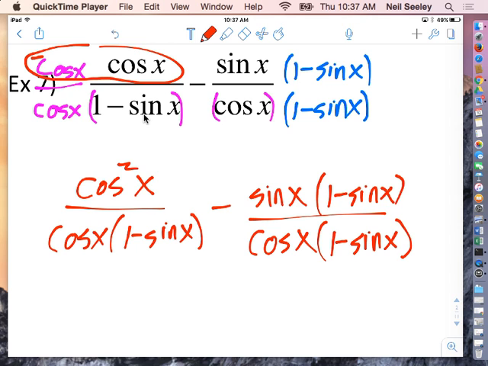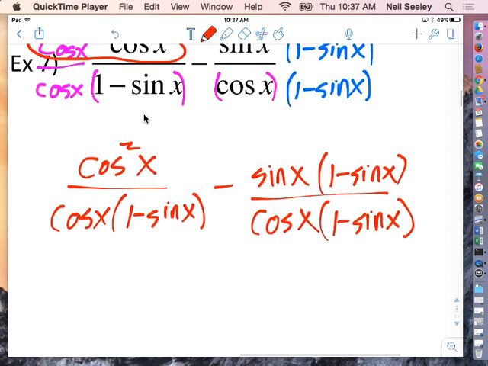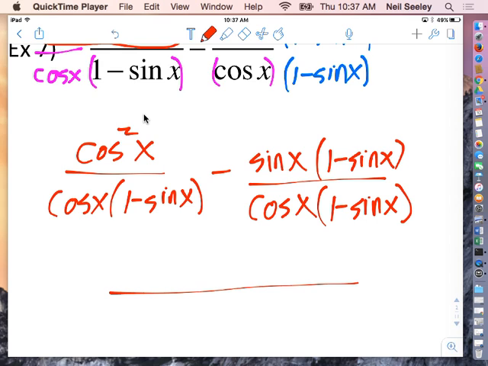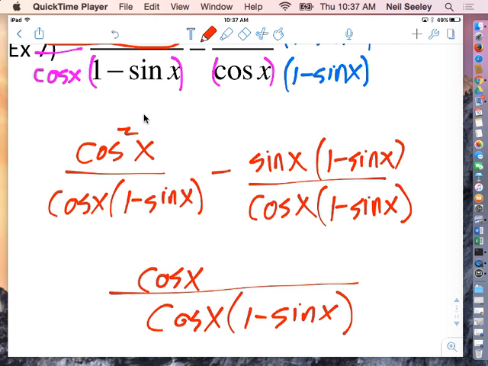That's the cool thing. Now that they have the same denominator, you know you can add them, right? So the denominator is cosine of x, 1 minus sine of x. On top, cosine of x minus sine of x times 1 minus sine of x. Isn't it cosine of x squared? Oh, yeah, thank you. Yep. All right. Everybody groovy so far?